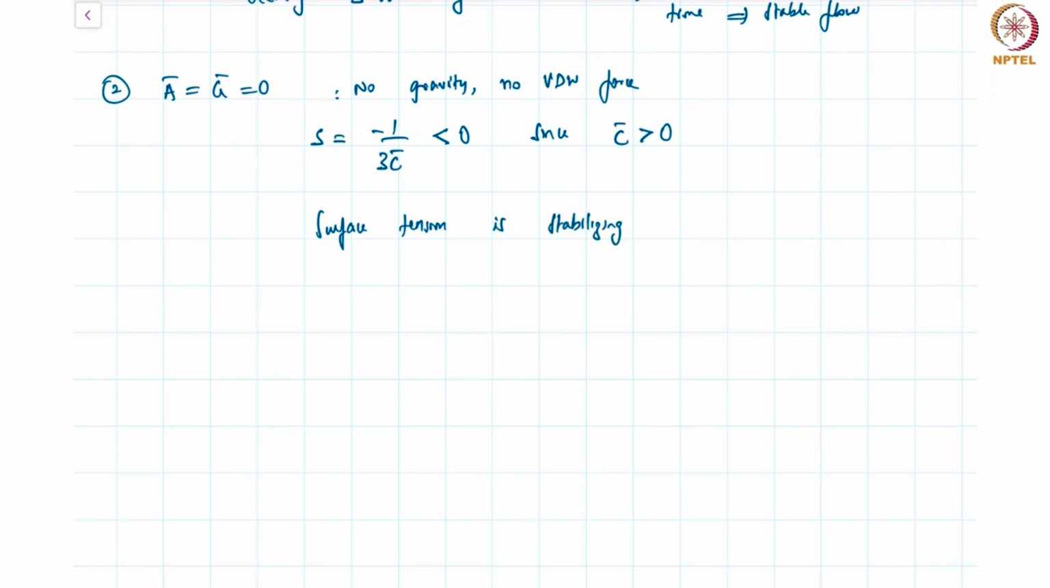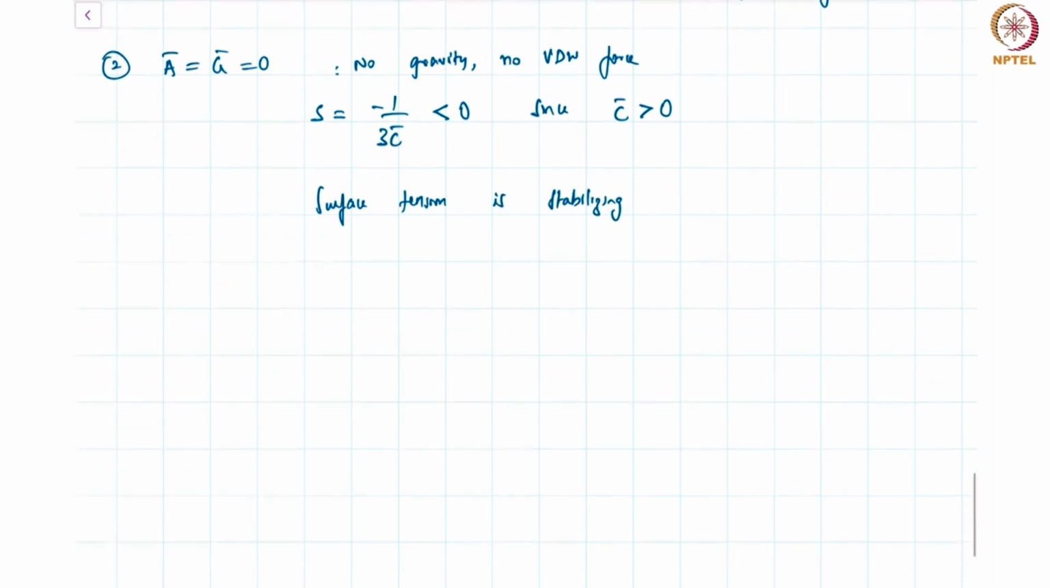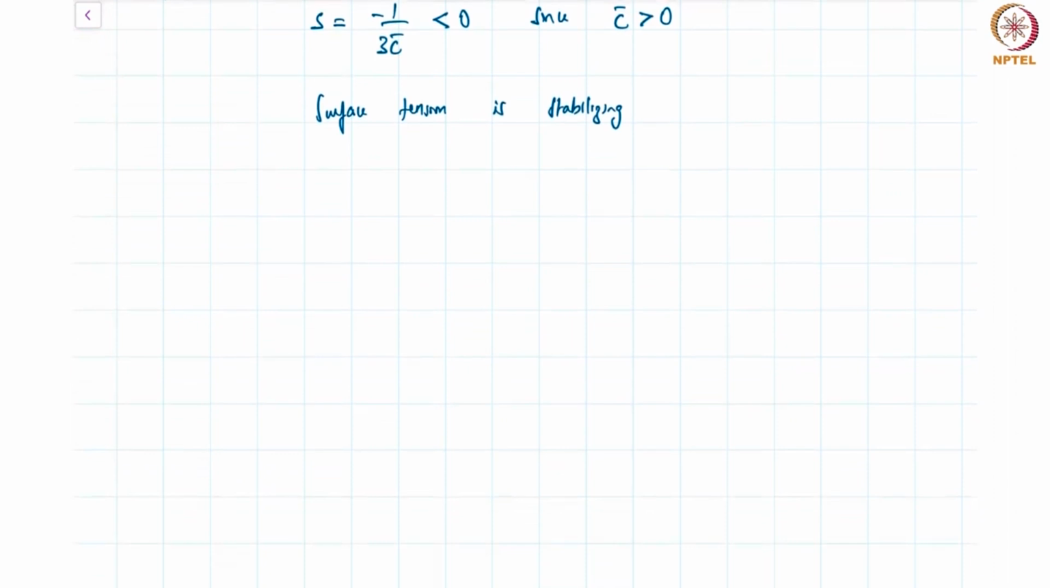Okay, in this particular problem, surface tension is a stabilizing force. Let's consider a few other cases. For example, if the gravity term is equal to 0, which means that it's a thin film, so such a thin film that gravity may not be very important, then we have S will be A bar minus 1 by 3c bar.